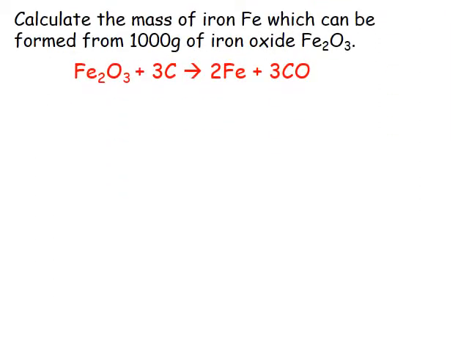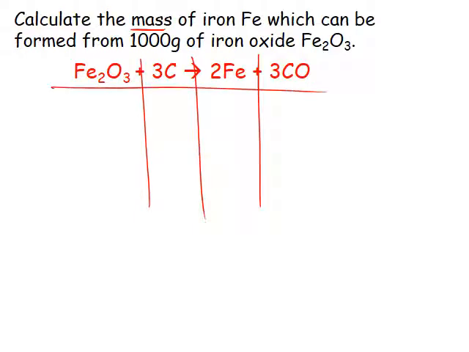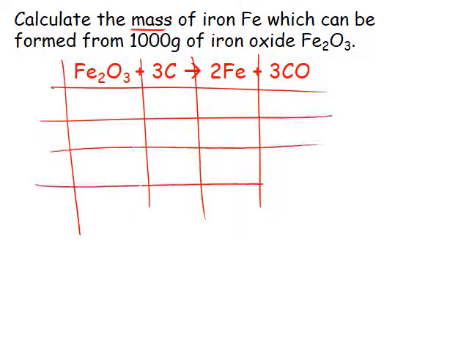So again, we're calculating masses from experimental data and using balanced symbol equations. So this is why balanced symbol equations are important. As I said in the last video, the last one was quite easy. This one's a bit more challenging. So we're going to start off doing exactly the same thing that we did before: our ratio and our mass first, and our moles, and then our MR.